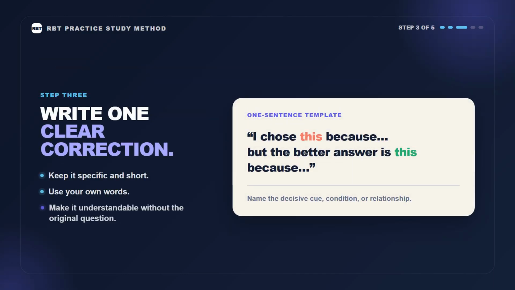Step 3. Write a 1-sentence correction. Do not copy the full explanation. Write 1 sentence in your own words. Use a simple structure. I chose this because, but the better answer is because.